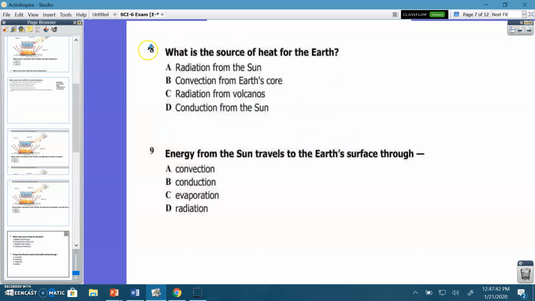All right, number 8, what is the source of heat for the Earth? A, radiation from the sun, B, convection from Earth's core, C, radiation from volcanoes, D, conduction from the sun. Number 9, energy from the sun travels to the Earth's surface through A, convection, B, conduction, C, evaporation, or D, radiation.